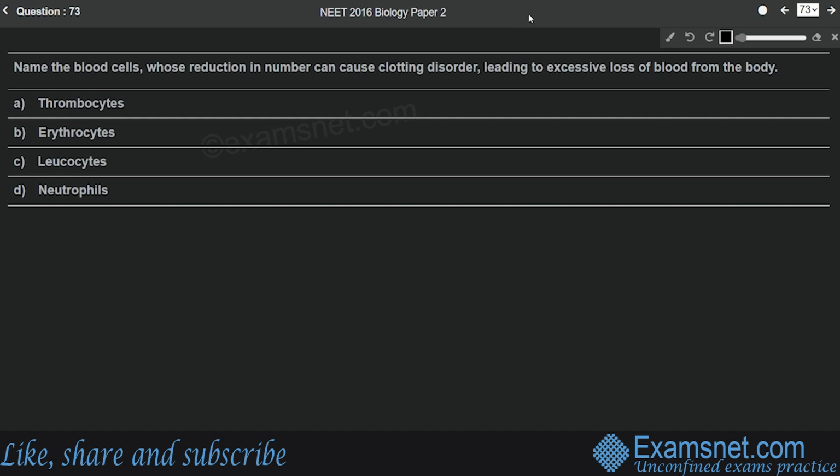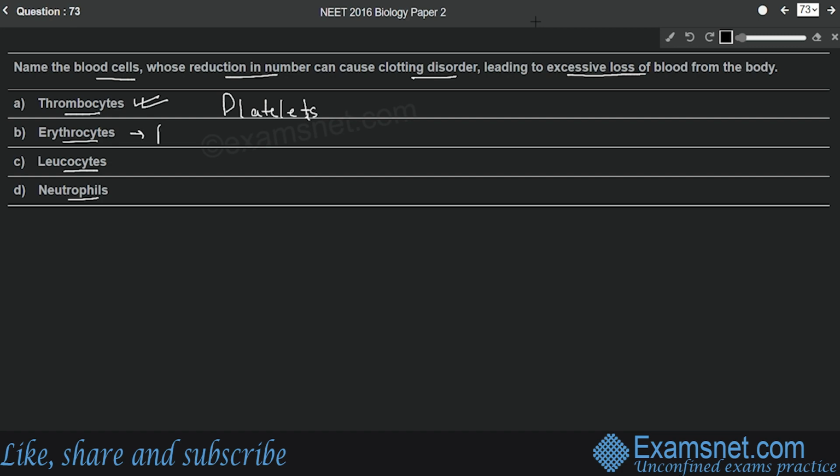Question number 73 is from the chapter Body Fluids and Circulation, and the question is, name the blood cells whose reduction in number can cause clotting disorder leading to excessive loss of blood from the body. Options are thrombocytes, erythrocytes, leukocytes and neutrophils, and the correct answer is option A, that is thrombocytes. We know that platelets are responsible for the clotting of blood in our body. Another name of platelets is thrombocyte. So option A is the correct answer.